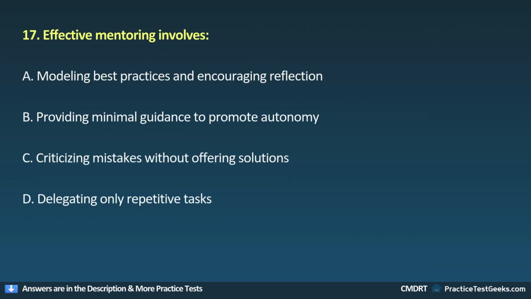17. Effective mentoring involves: A. Modeling best practices and encouraging reflection. B. Providing minimal guidance to promote autonomy. C. Criticizing mistakes without offering solutions. D. Delegating only repetitive tasks.